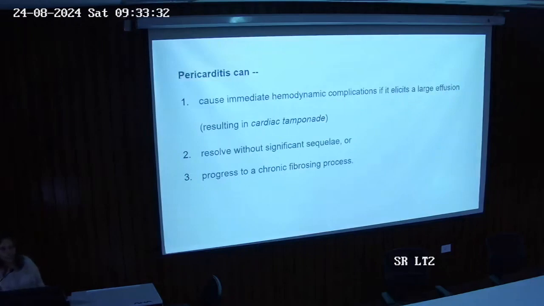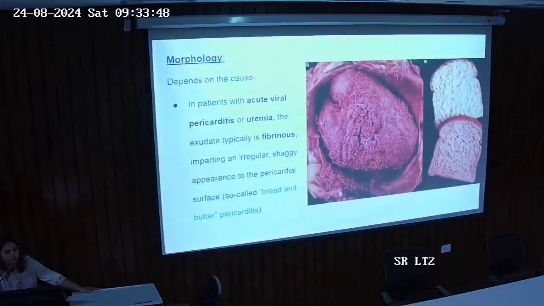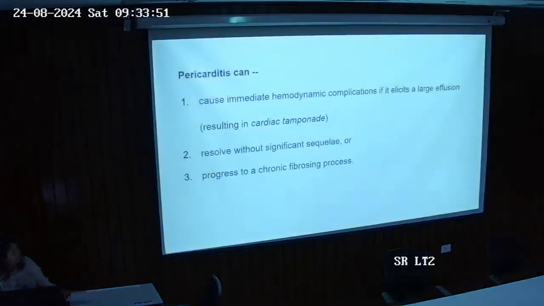Pericarditis can cause immediate hemodynamic complications if it elicits a large effusion, resulting in a cardiac tamponade. It can resolve without any significant sequelae, or it can progress to a chronic fibrosing process. What is this condition called? It's when it progresses to a chronic fibrosing process. Constrictive pericarditis. Another important question in your NEET exam.